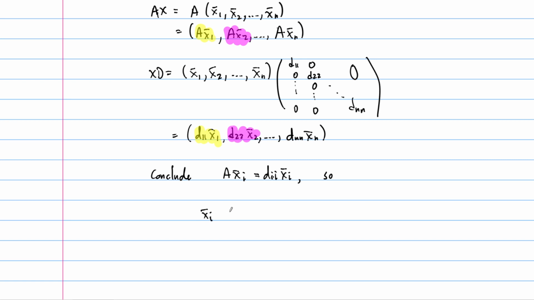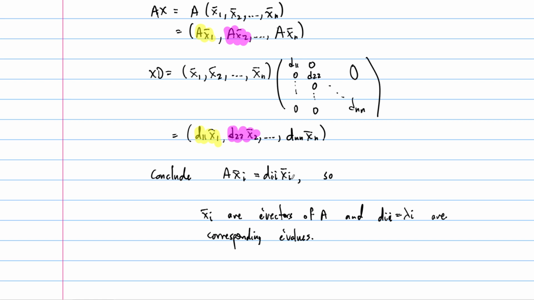And so this is our conclusion. So the xi are eigenvectors of A, and these dii equal lambda i are the corresponding eigenvalues. So the diagonalization is basically built out of a matrix of eigenvectors of A, and then the diagonal matrix is built out of the eigenvalues of A. It's built out of the eigenvalues.